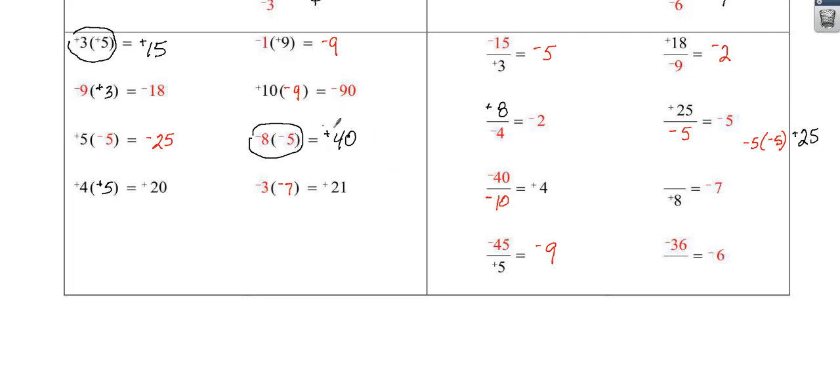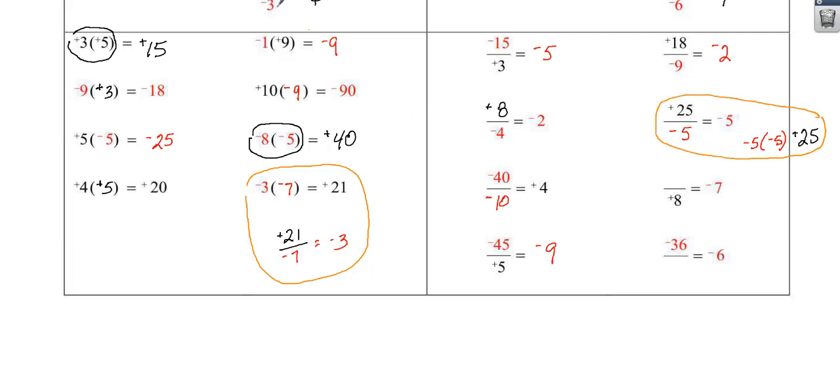With multiplication, let's just take a step back before we solve the last 2. With multiplication, the way that you check is you divide the answer by either one of the factors, and your answer will be the other factor. So that's the check for that problem, and that's the check for that problem. All right, last couple here.